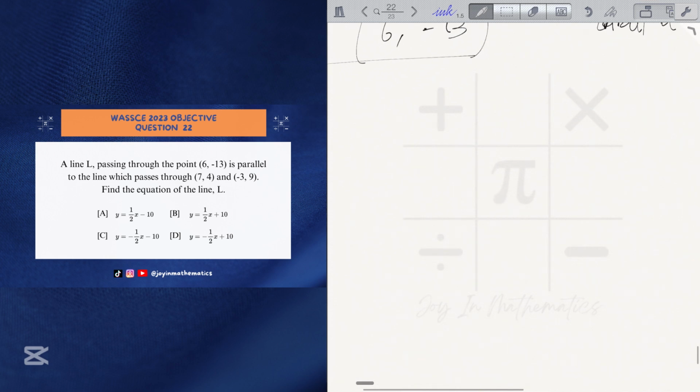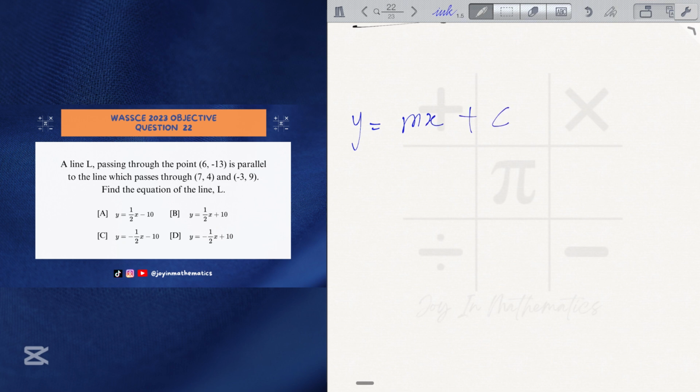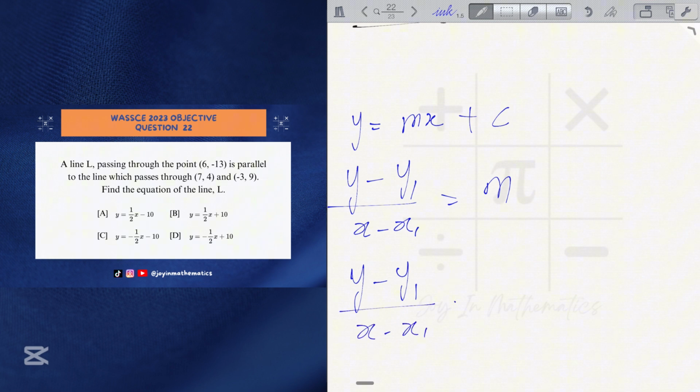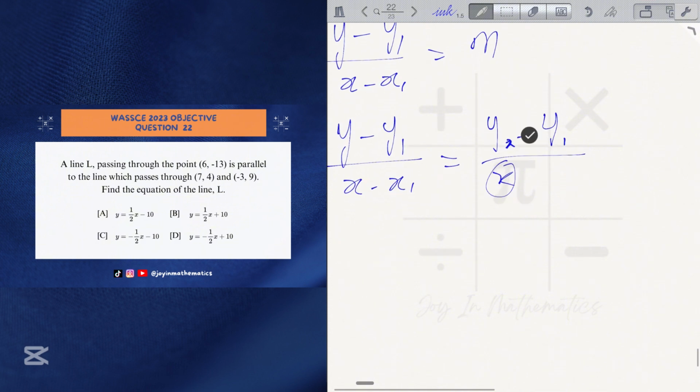Now the general format of the equation of a line is y equals mx plus c. If we are given a single point, we'll have that (y minus y1) divided by (x minus x1) is equal to m, where m is the gradient. And if we are given two points, we'll have (y minus y1) divided by (x minus x1) is equal to (y2 minus y1) divided by (x2 minus x1).